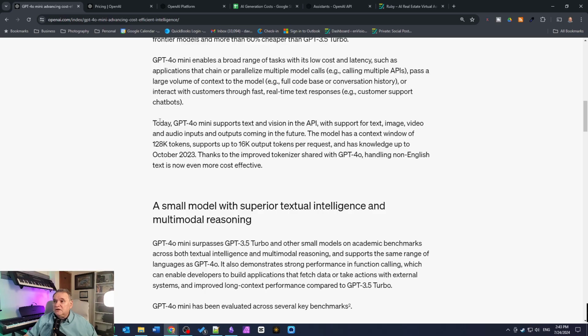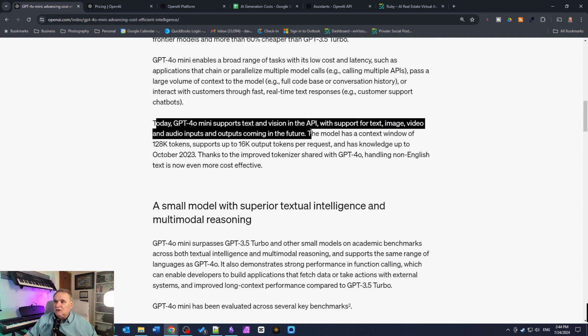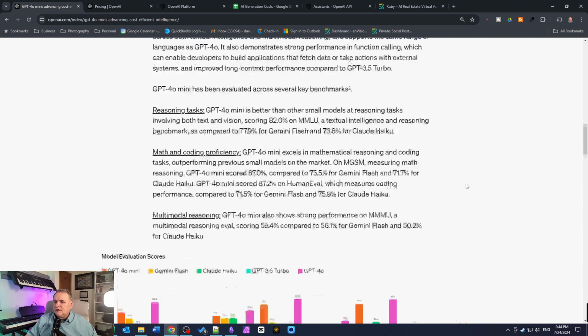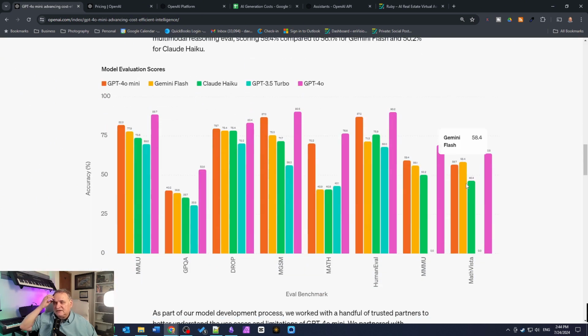Right now, GPT 4o Mini supports text and vision, but eventually it will support text, image, video, and audio as well as vision. Let's take a look at this graph here. That's the next thing I want to look at.